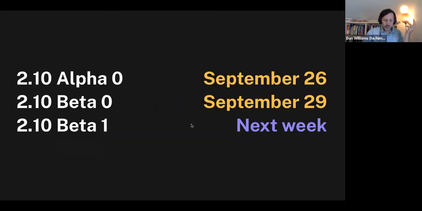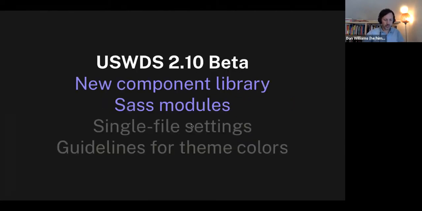In the last few weeks, we've released an alpha 0 and a beta 0 of this new work. Each of these is available to add to a project via NPM, just as you would with a conventional release. Next week, we'll release the next beta, 2.10 beta 1, and there'll probably be 2 more before we're ready for the final release of USWDS 2.10. So this beta 1 release that's upcoming will include the new component library and the Sass modules work.